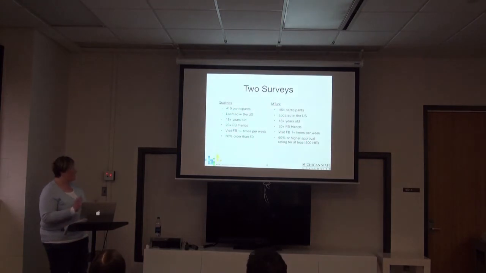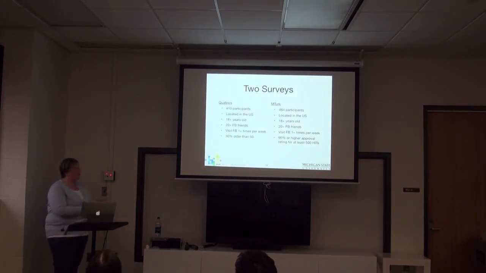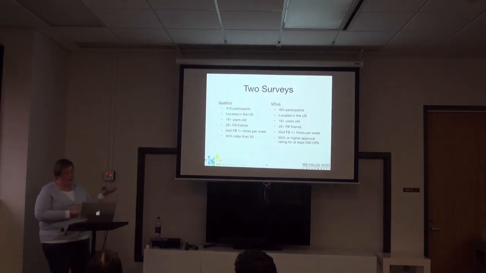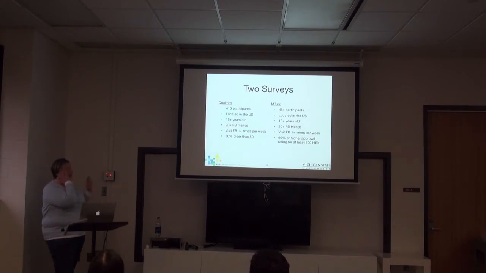So we did 2 surveys. Part of this work was done with Rebecca Gray while she was still here as a PhD student. And one survey we conducted with Qualtrics, the other survey we conducted on Amazon Mechanical Turk. And I'm just going to go over a little bit of details about what these samples look like. So 410 Qualtrics participants, 464 MTurk. Everybody was located in the US, everybody had to be 18. We restricted it to people who said they had 20 Facebook friends or more.